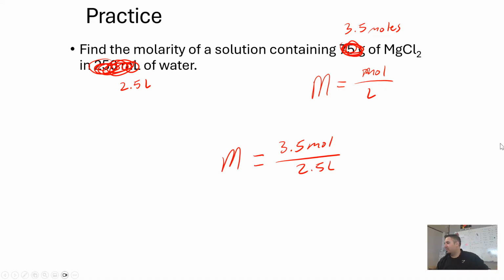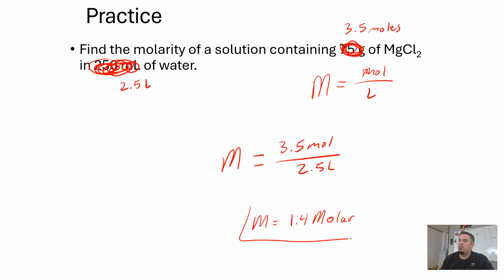So let me grab my calculator. So 3.5 divided by 2.5, that gave me 1.4. So capital M is equal to 1.4, and the unit is going to be capital M, which is read as molar. So this is a 1.4 molar solution.